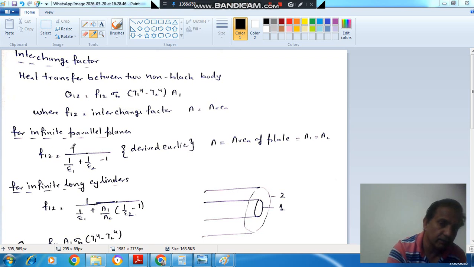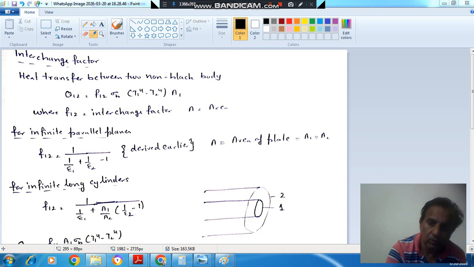Okay. So we have also derived the formula for F12 for infinite parallel planes. That is 1 by, 1 by epsilon 1 plus 1 by epsilon 2 minus 1. Okay, so that we have derived for infinite parallel planes, and for these planes the area of plane 1 and plane 2 was equal, so that is A is equal to A1 is equal to A2.